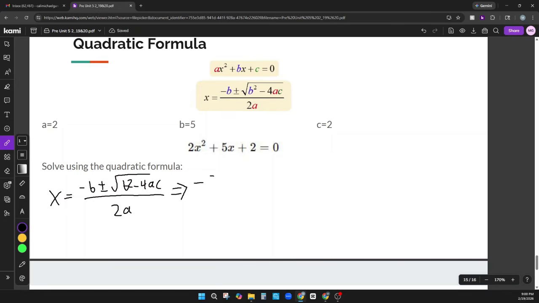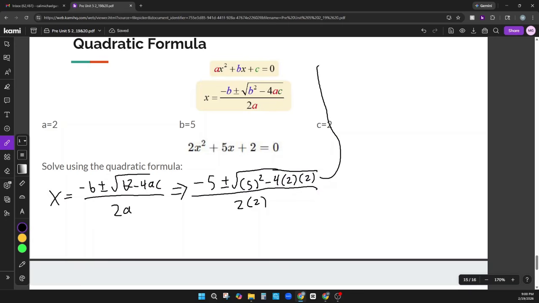So instead of b, I'm going to write negative 5 plus or minus square root. Instead of b, I'm going to be writing 5, so that's going to be 5 squared minus 4. Instead of a, I'm writing 2. Instead of c, I'm writing 2. All over 2. Instead of writing a, I'm writing 2. So first, this becomes a plug-in game. And from there, we're just going to simplify step by step by step.